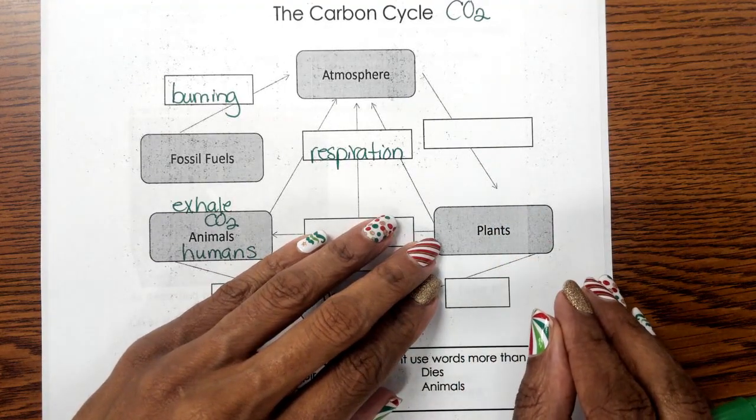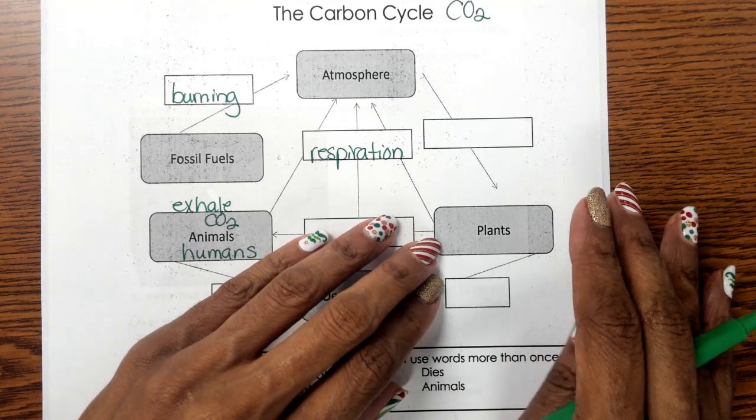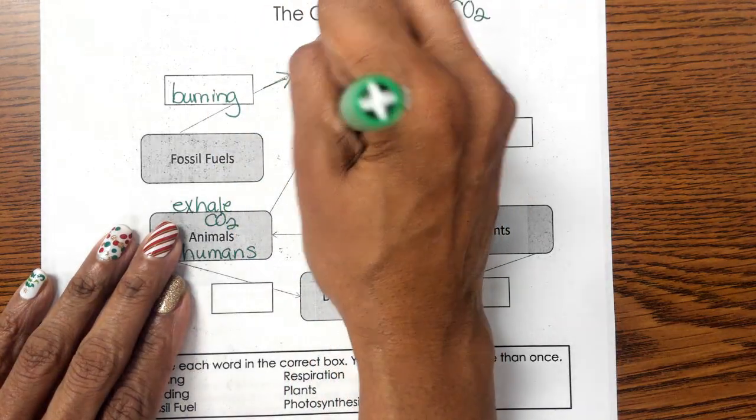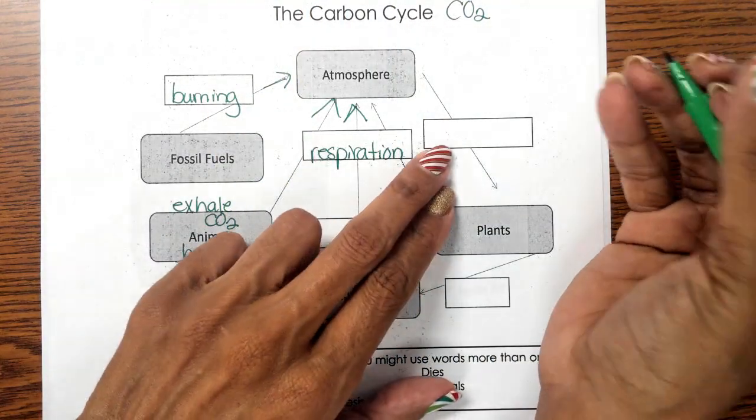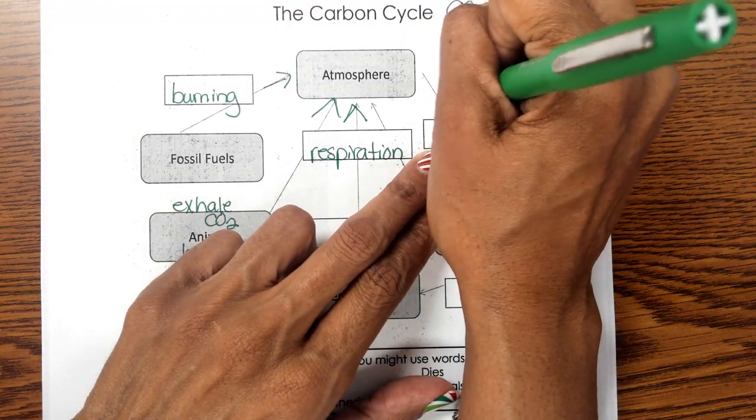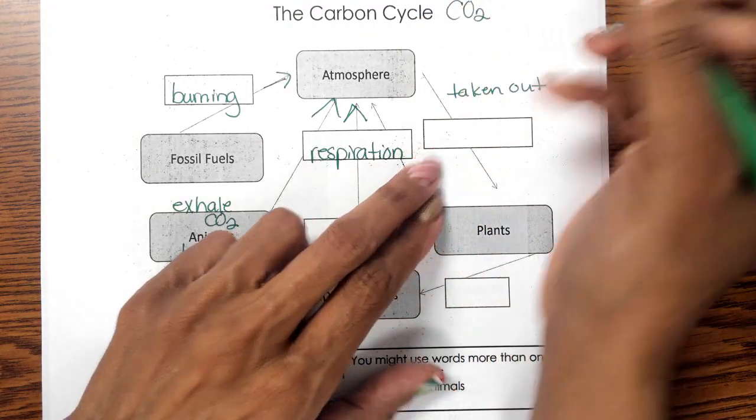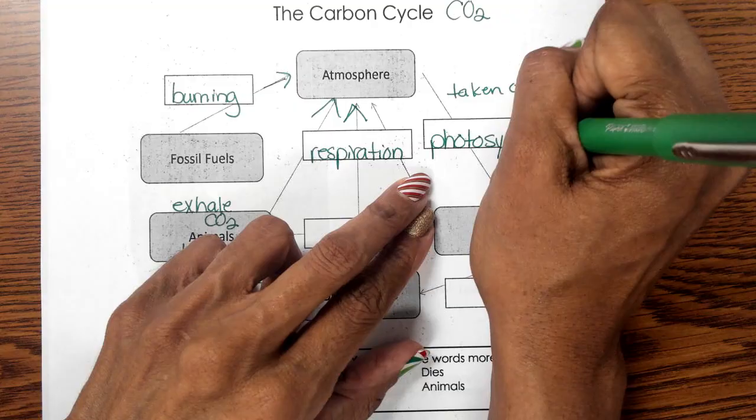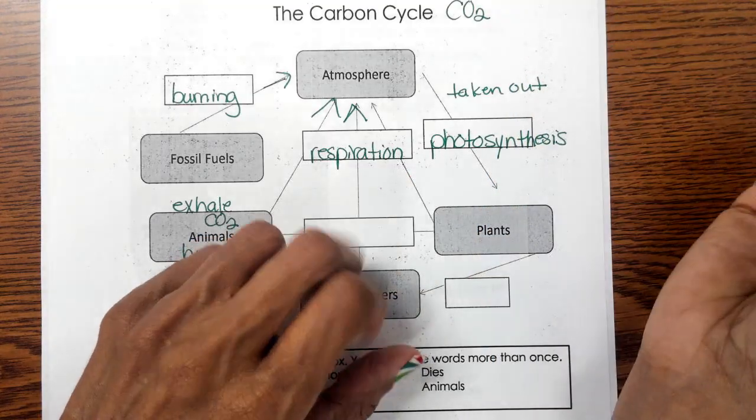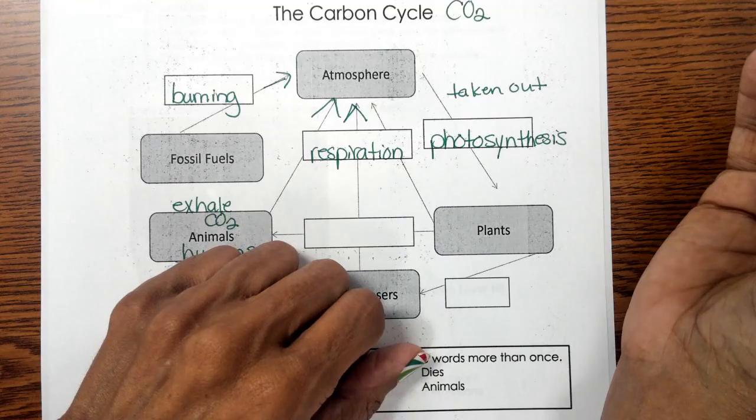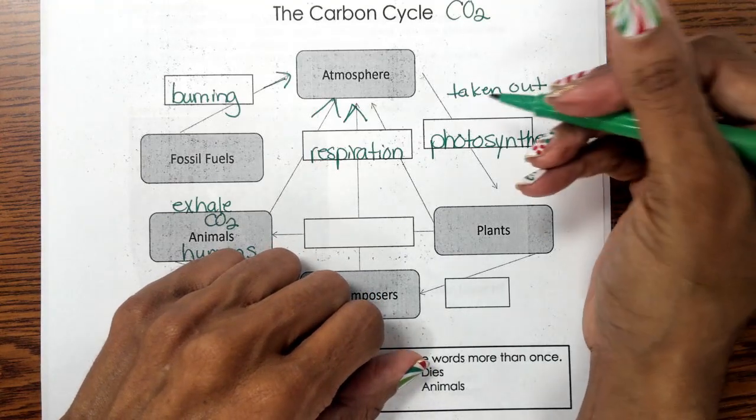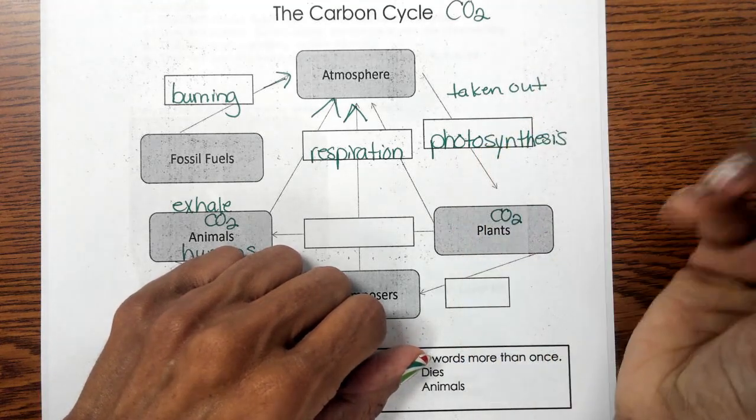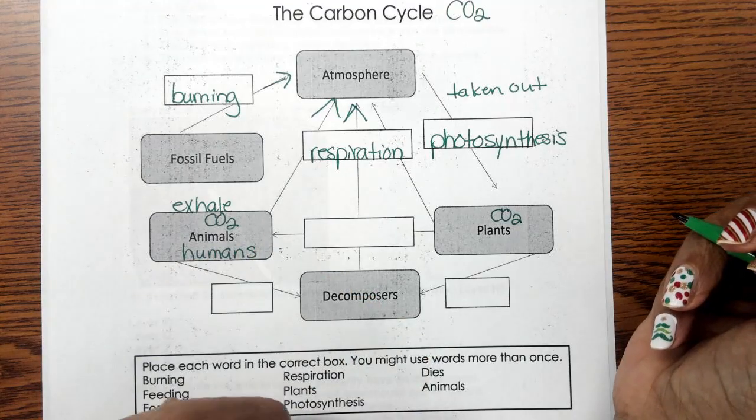Okay, so ways that CO2 is taken out of the atmosphere. So this puts it in. This is a way that CO2 is taken out, and that's through photosynthesis. Okay, so when plants undergo photosynthesis, they take carbon dioxide out of the air, and it goes into the plant, and then along with water and sunlight, photosynthesis occurs.